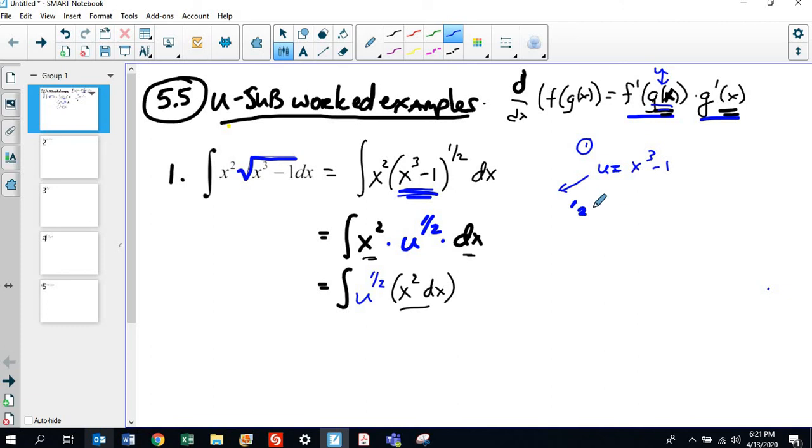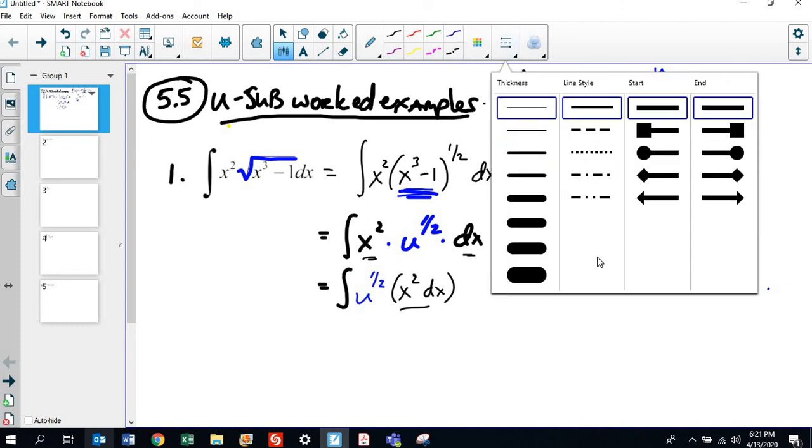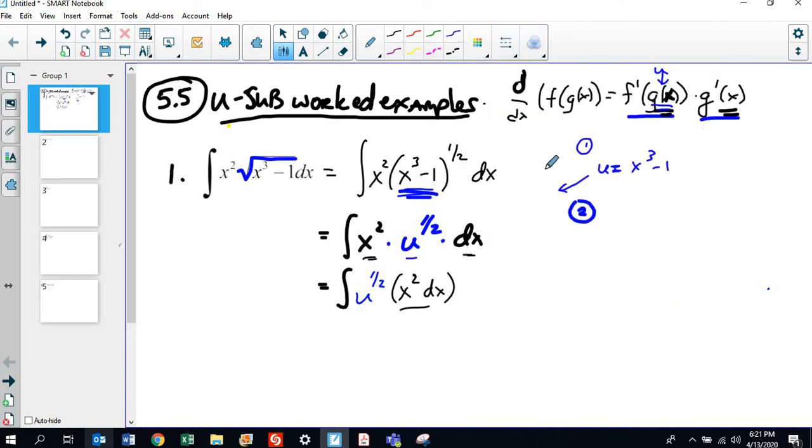Step 2 is not up to me. I got to choose u. That was my choice. Once you choose u, you're committed to it. So now you have to take the derivative, du dx. I'll take the dx to the other side. And the derivative of x cubed minus 1 is 3x squared.